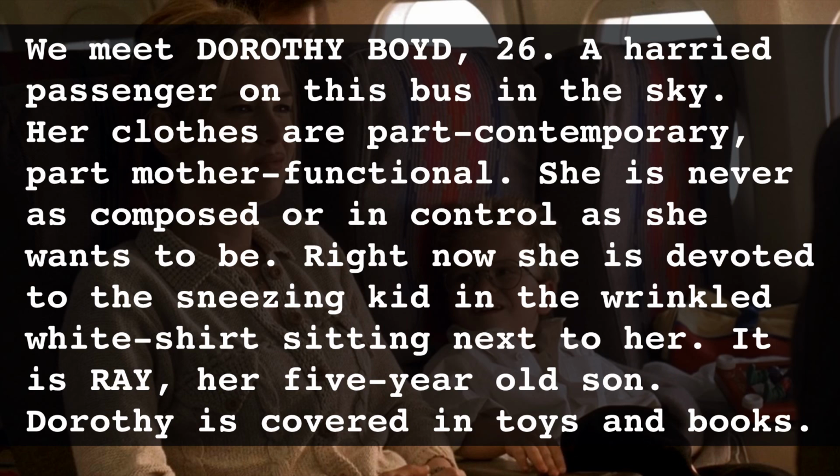Jerry Maguire. We meet Dorothy Boyd, 26, a harried passenger in this bus in the sky. Her clothes are part contemporary, part mother functional. She is never as composed or in control as she wants to be. Right now she is devoted to the sneezing kid in the wrinkled white shirt sitting next to her. It is Ray, her 5-year-old son. Dorothy is covered in toys and books.